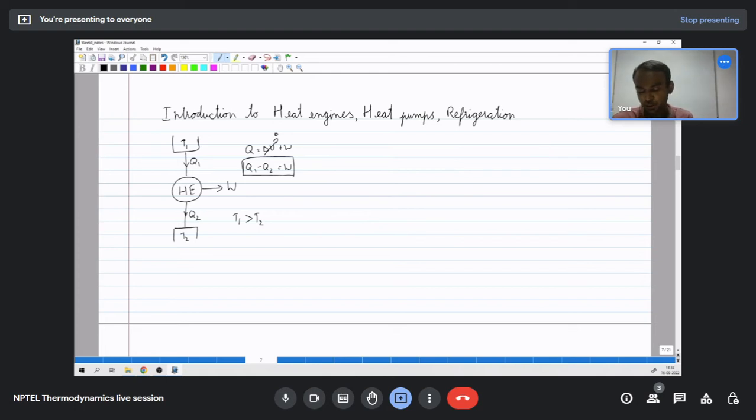Here T2 can be atmospheric condition, and this can be some furnace or boiler at a higher temperature, something like 1000 degrees Celsius. So T2 would be at atmosphere, something like 20 degrees Celsius or 30 degrees Celsius.